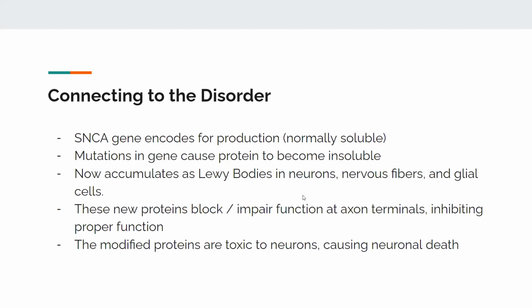Connecting this disorder, the SNCA gene encodes for the production of this protein, which is normally soluble, and a mutation in the gene causes the protein to become insoluble, and they accumulate as Lewy bodies in neurons and other nervous cells or support cells with the nervous system, and they block and impair the function at the terminals, which inhibits neurotransmitter release. And additionally, they're toxic, which means it can cause death of the neuron.